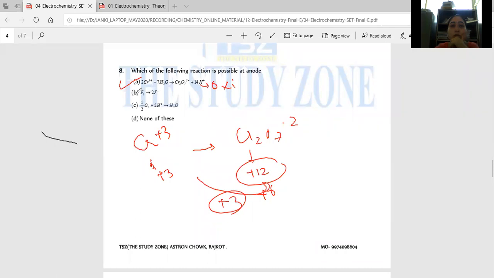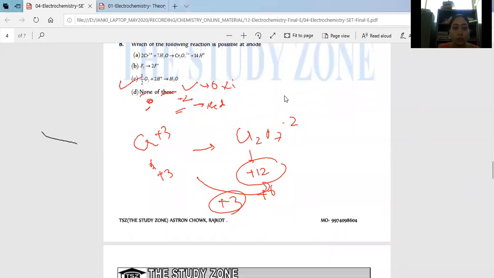Easy to understand. Here 0 to minus 1 is reduction. Here also, what happens to oxygen? Reduction. This is 0 to minus 2. So this is again a reduction. This is the only oxidation. So your answer is A. Right? Now let us see the next question.